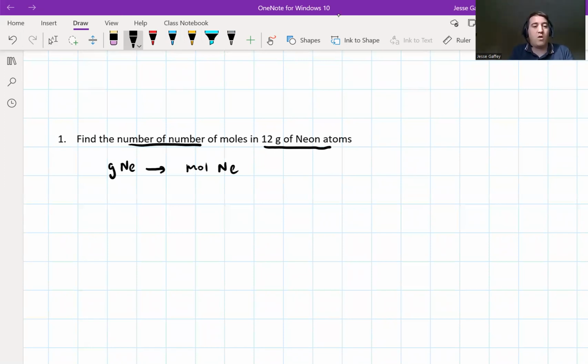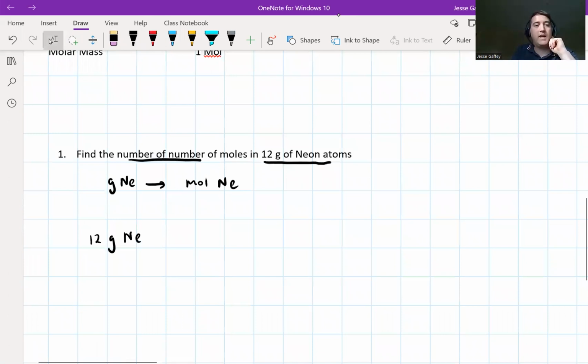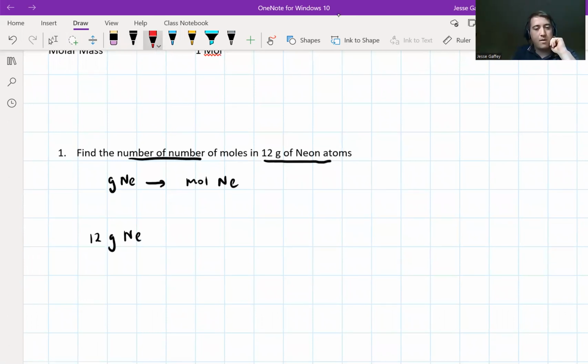Okay, so let's write down what we're starting with. 12 grams of neon. Okay, and what did we learn earlier? Well, that 1 mole of any substance is equal to its molar mass in grams. Well, I need grams of neon to cancel here, remember? So what I need to do is put grams of neon on the bottom of my conversion factor here. And that means I need moles of neon on the top of my conversion factor.